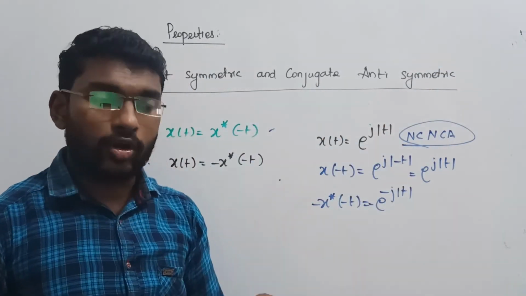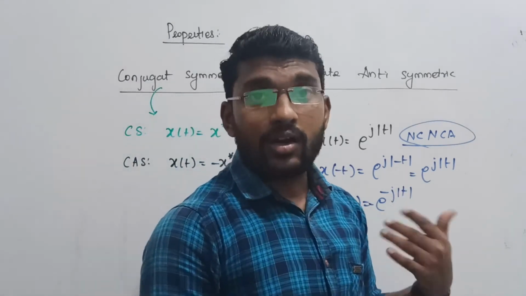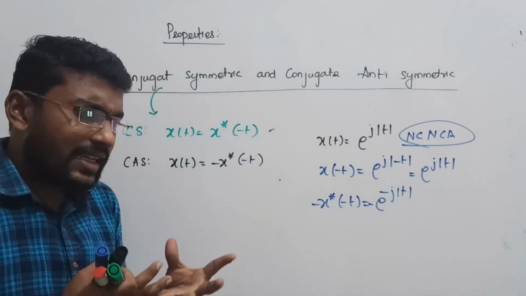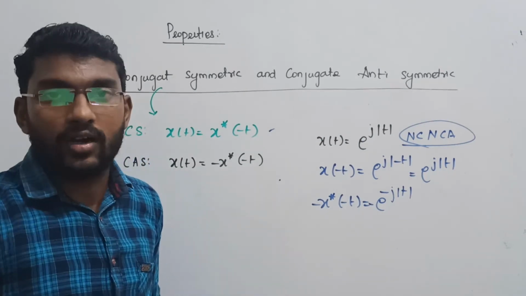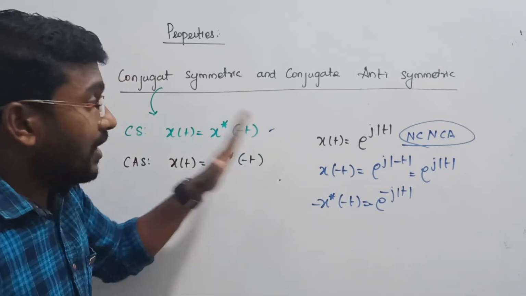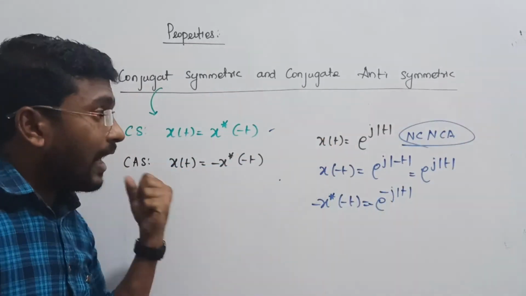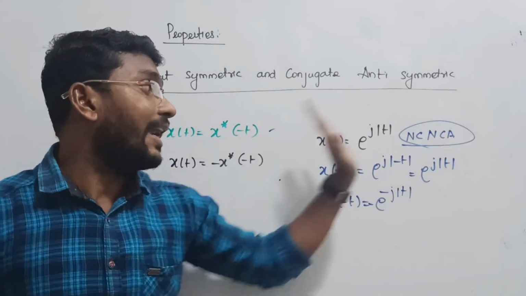Now, how will such a signal look? Like what we saw while discussing even and odd signals: if a signal is neither an odd signal nor an even signal, then that signal will be a combination of an odd and an even signal. The same properties apply here. So let us proceed. When such signals come, how do we grab the conjugate symmetric part and the conjugate anti-symmetric part?